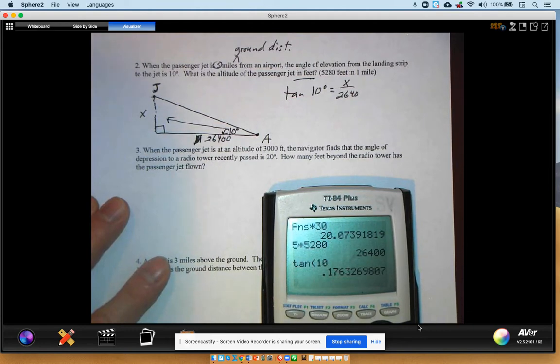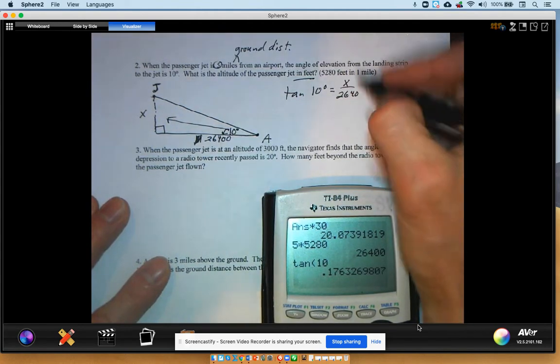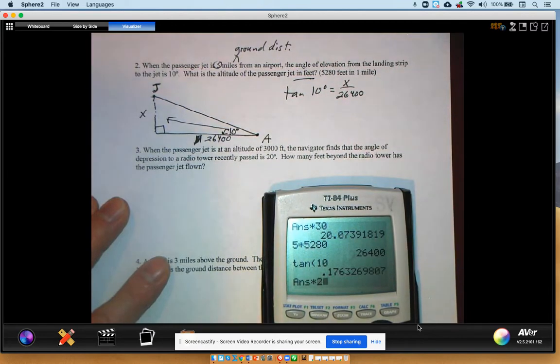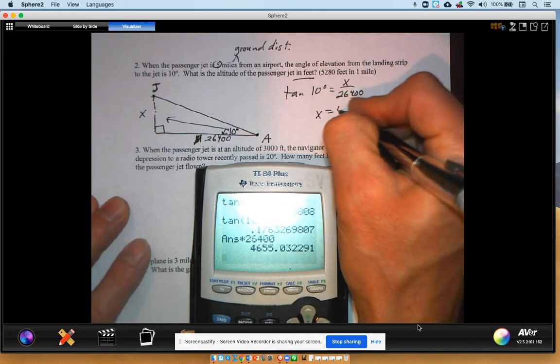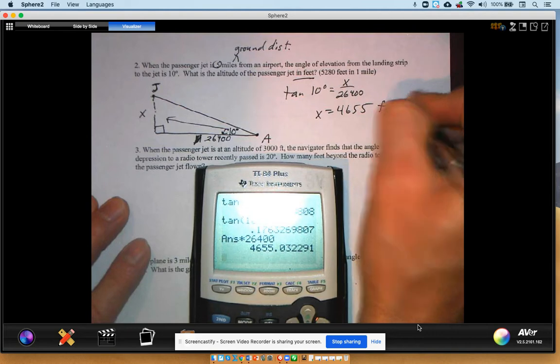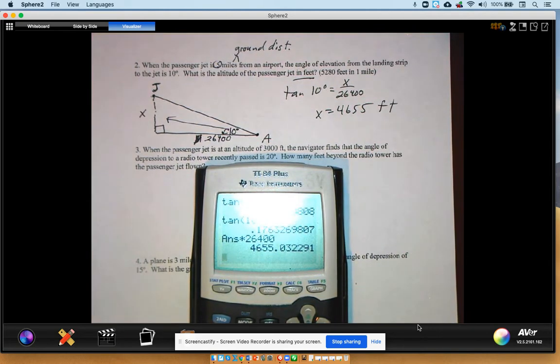I'll go pretty quickly on the trigonometry because we've done a lot of this. Tangent 10 times 2640. Oops, too many zeros. Let's try that one more time. Tangent 10, enter, times 2640. There we go, 4655 feet. So that jet has an altitude of 4,655 feet. Okay, moving on.